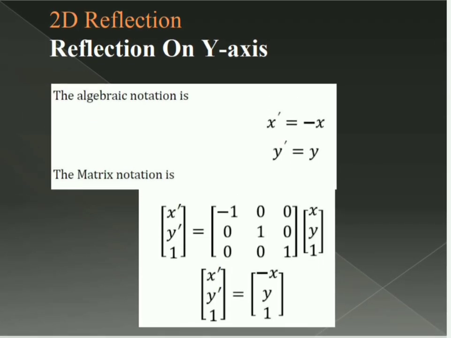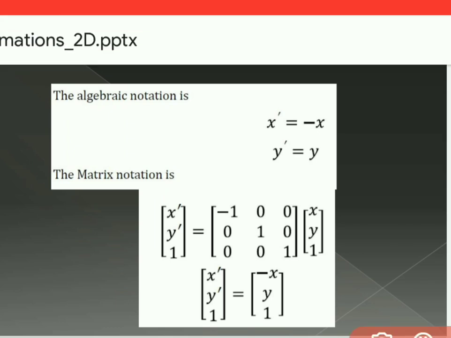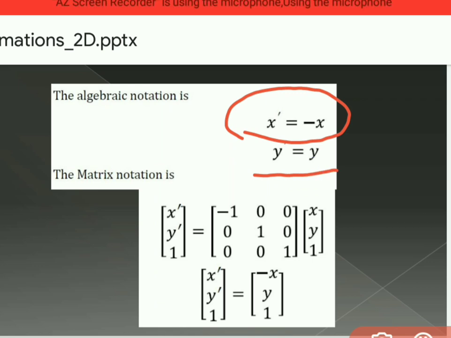Now the next one is reflection on the y-axis. So what will be the change in the algebraic equations? In the algebraic equation we simply change the sign of the x coordinate and the y coordinate value will remain as it is, and this is the matrix notation for the 2D reflection on the y-axis.